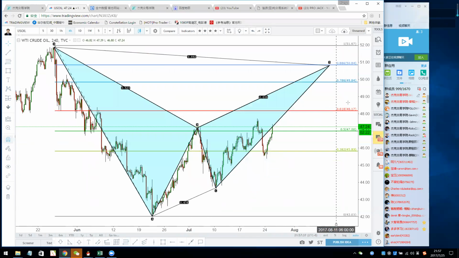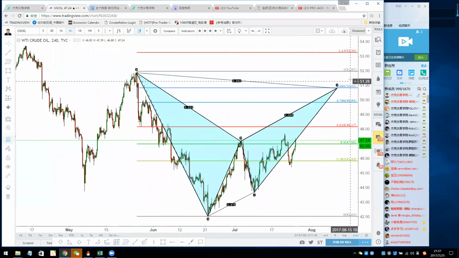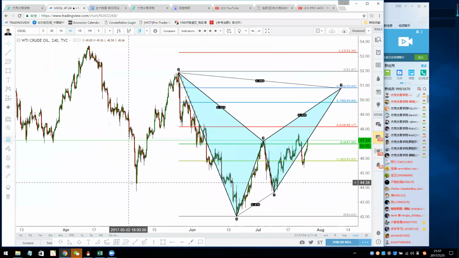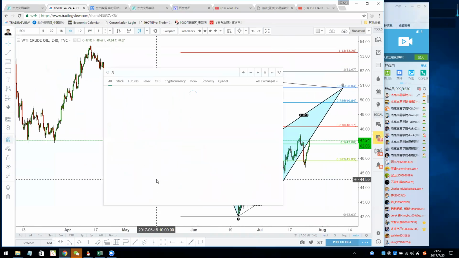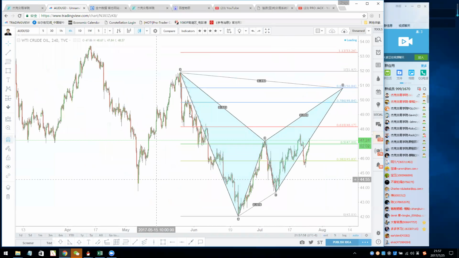Of course, the 618 level at 48.17 is critical. You may take some profit on your long positions there and wait for a pullback to buy again. But this bat pattern is telling you not to short until the oil reaches 50.84. All right, let's move on to the Aussie dollar.